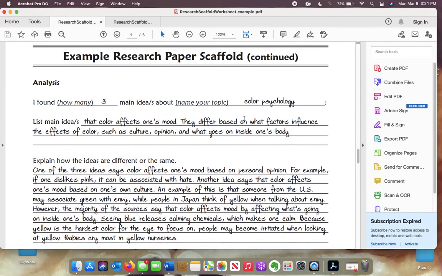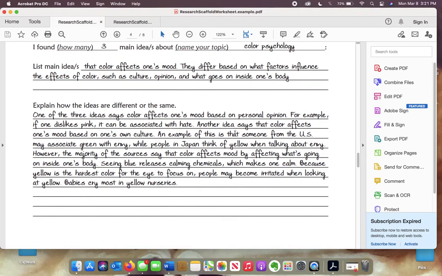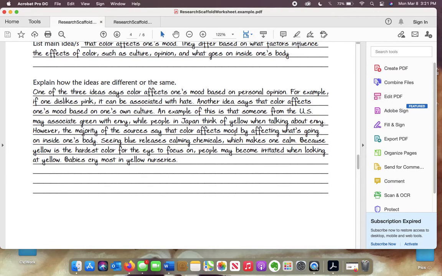So, now this is, all right. This is analysis. So this is where you're actually looking at combining and comparing and contrasting the different sources that you've looked at. So we've got 3 main ideas about color psychology. The main ideas are colors affect one's mood. They differ based on what factors influence the effect of color, such as culture, opinion, and what goes on inside one's body. So then you explain how the ideas are different or the same, which is what you're doing in your paper.